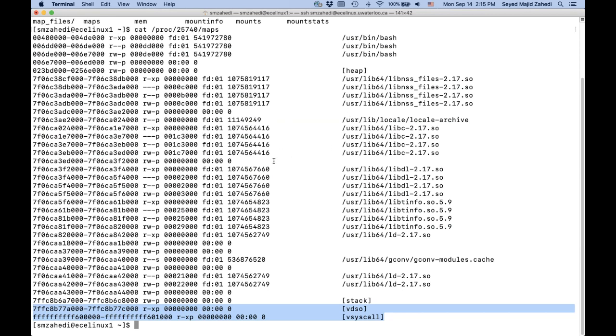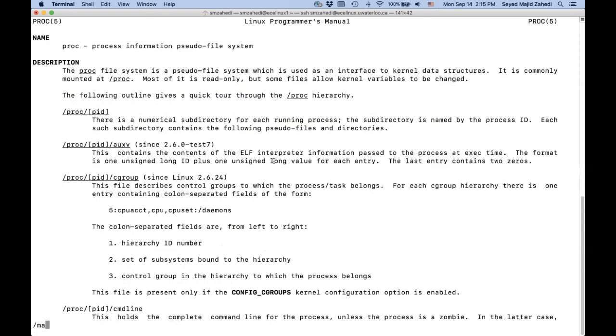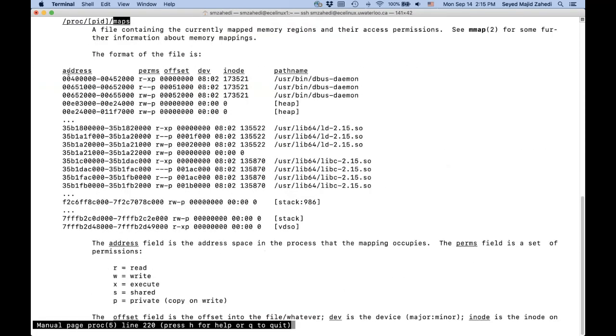If you want to see what each one of these means, you can do man proc, and then go to maps. So basically, the first one is the address, then the parameters showing if it is read only, write only, or if I can execute them. The offset and inode, we will talk about them. These are related to the file system, and this is the path name for each one of them. So that was the layout, the memory map of bash that I just ran.